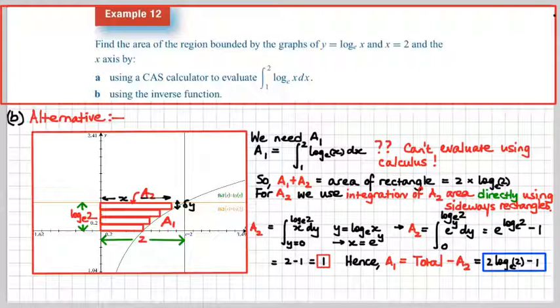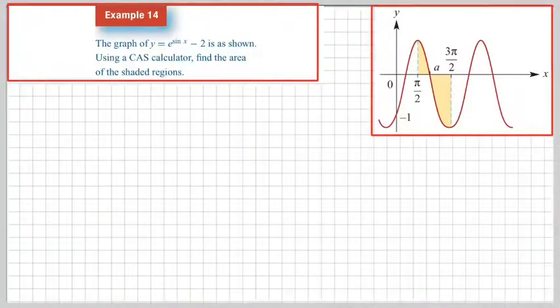Okay, what have we got now? Well, we've got the graph of y equals e to the sine x minus 2, as shown, and using a CAS handheld device, we have to find the area of the shaded regions. Well, guys, this one here, why don't you pause the video and have a go, and I won't say any more. You come back when you're ready.